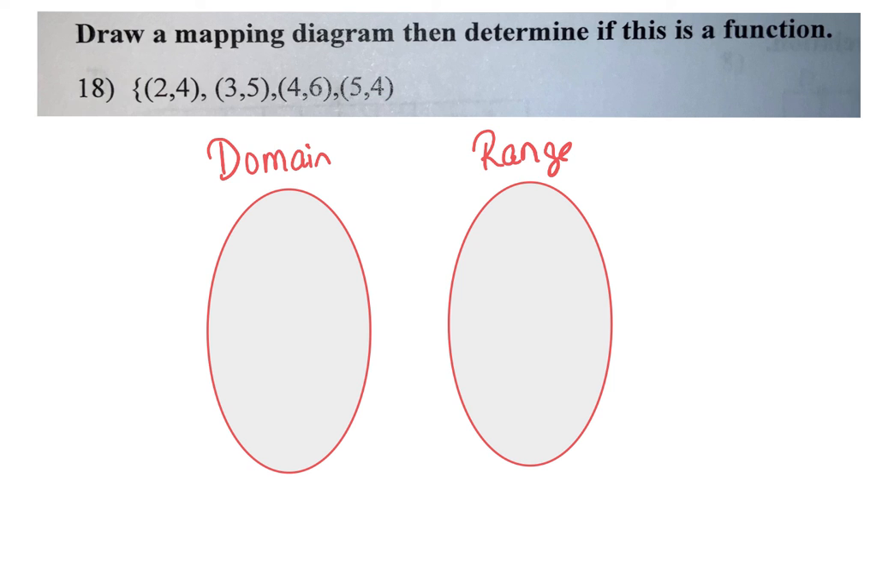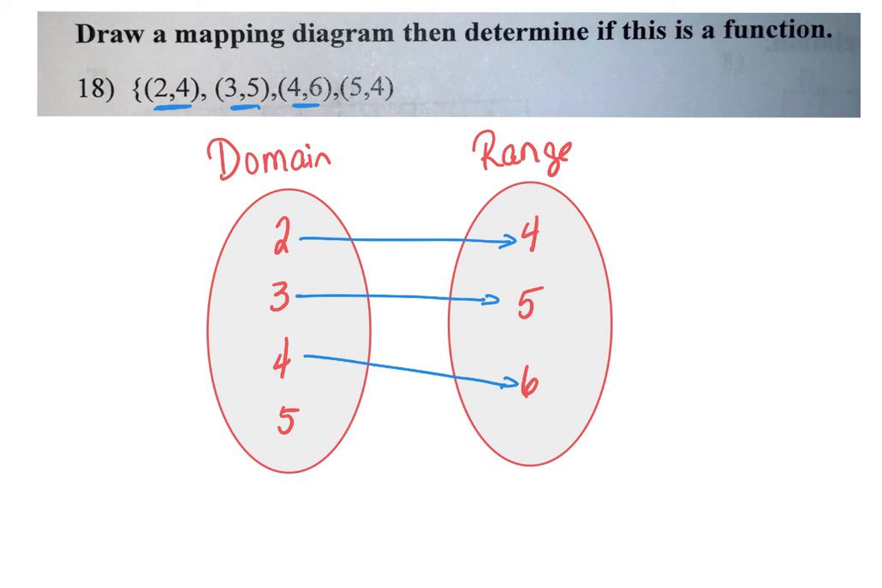So for this one, you have a domain of 2, 3, 4, and 5. And you have a range of 4, 5, 6, and 4. You'll notice that 4 is repeated there. So you are just going to write 4, 5, and 6 here. I'm not going to write the 4 twice. Okay? And then I'm going to draw the arrows. So 2 goes to 4. So I'm going to draw a 2 to a 4. 3 goes to 5. 4 goes to 6. And 5 goes to 4.